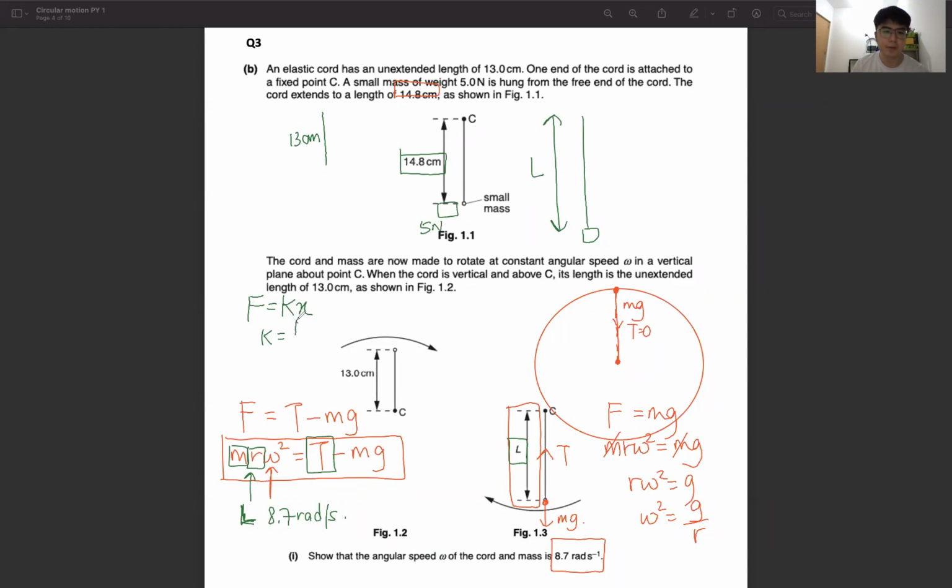So k equals force over x, that is 5 over the extension, which is 1.8 times 10 to the power of -2 if I put it in meters. I'll just leave it like this so I don't have to write too many decimal numbers. So 2500 over 9, that is our k value.